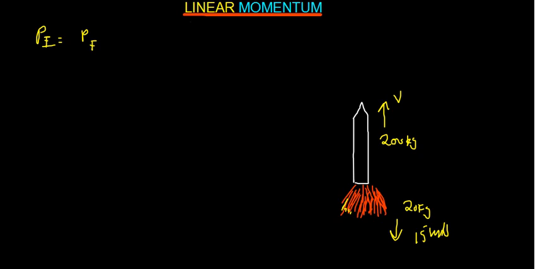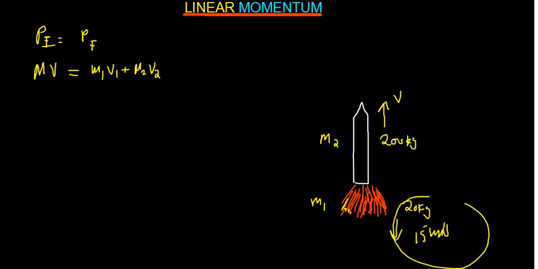So the initial momentum is given by mass multiplied by velocity, and that is going to be equal to, let me call the rocket m2, and then I'll call the mass which is burning m1. So this is going to be m1 v1 plus m2 v2. Initially the liquid or the gas that has to be burned is together with the rocket. So initially the mass is going to be a combination of 220. That is going to be 220.